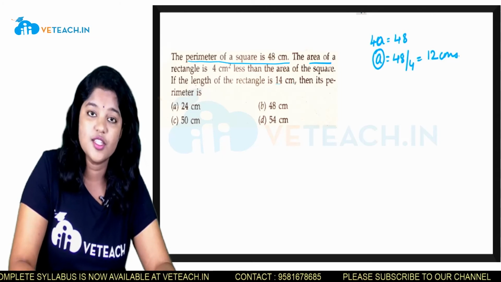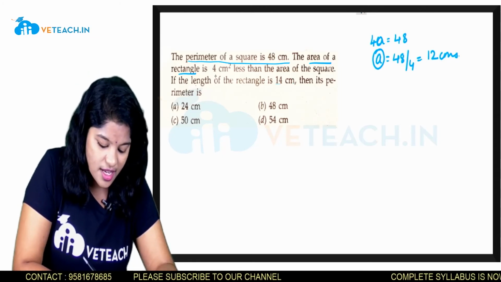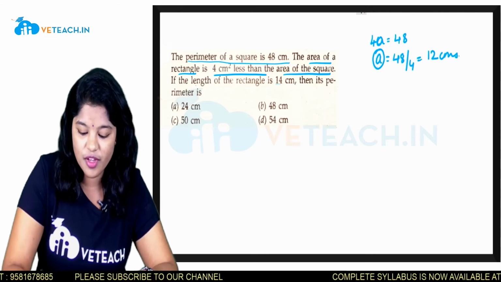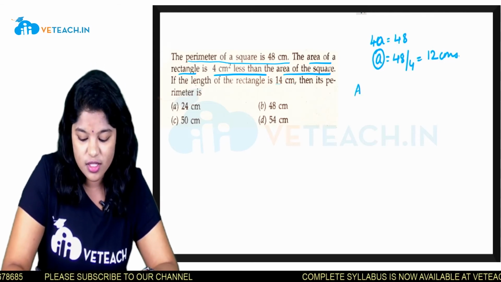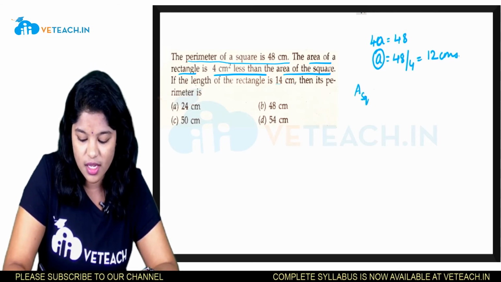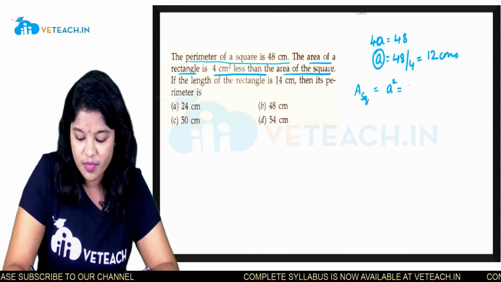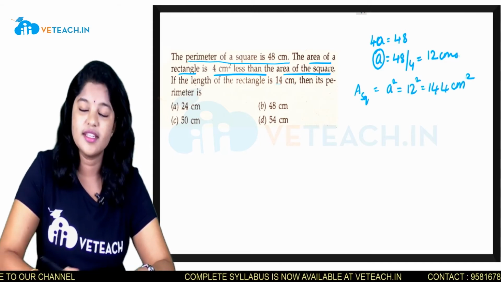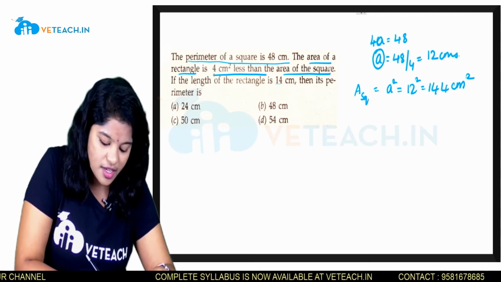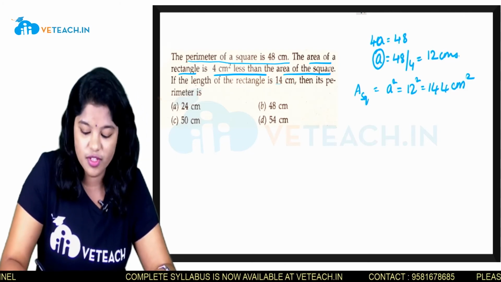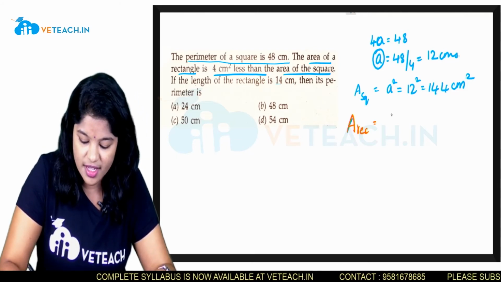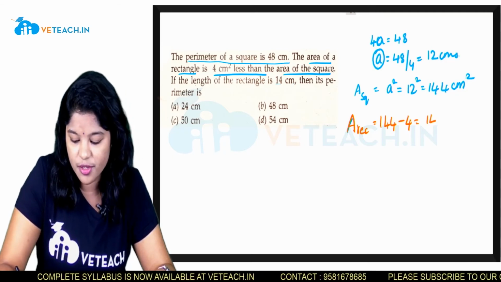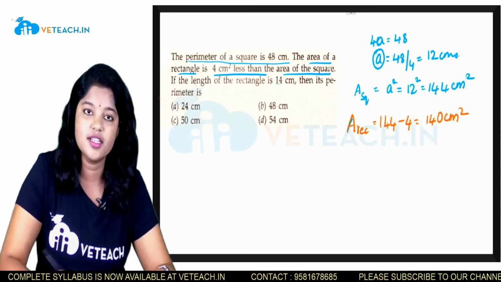Now in the second condition, they have given the area of the rectangle is 4 centimeters square less than the area of the square. Now we already know the side of the square. So area of the square is equal to a square, that is equal to 12 square, that is equal to 144 centimeter square. Now area of the rectangle is 4 less than the area of the square. So area of the rectangle is equal to 144 minus 4, that is equal to 140 centimeter square.